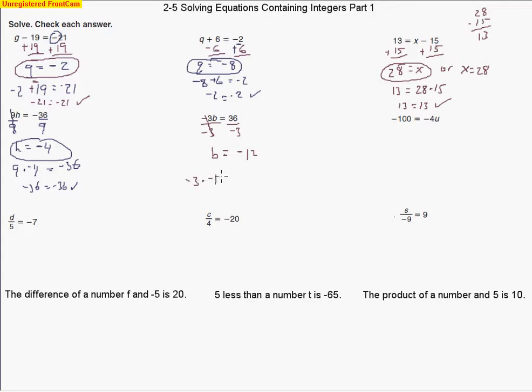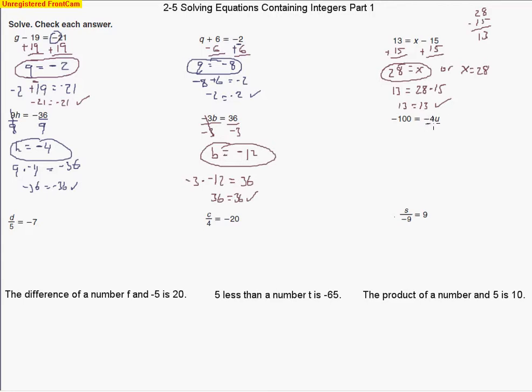Negative 3 times negative 12, so I substituted negative 12 in for this b here, equals positive 36. Yes, two negatives make a positive. 3 times 12 does make 36, so yes, that is correct.